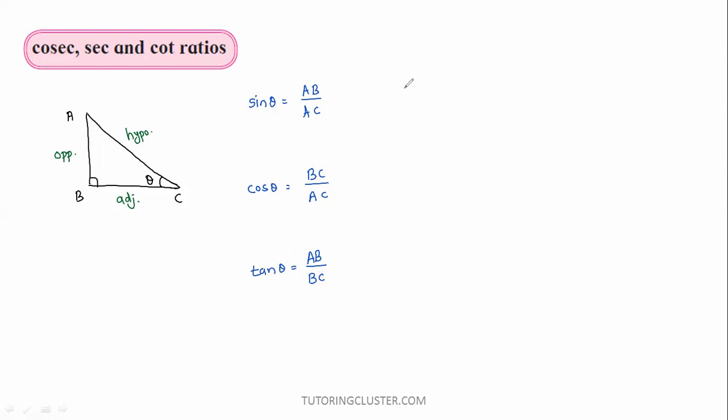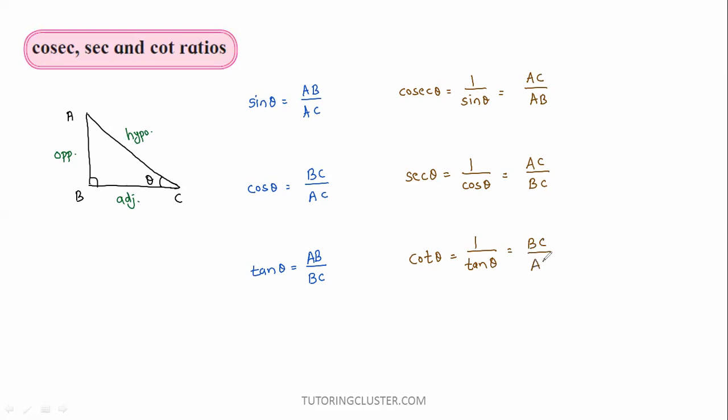The first one is cosec theta. So cosec theta is equal to 1 upon sine theta. Okay, so basically it will be hypotenuse side to that of opposite side. So what will be cosec theta? You have to take the reciprocal of sine theta. So it will be AC upon AB. Okay, then what will be sec theta? Sec theta is nothing but 1 upon cos of theta. So sec theta will be hypotenuse side upon adjacent side. So if cos theta is BC upon AC, what will be sec theta? You have to take the reciprocal of cos. It will be AC upon BC. And the third one is cot of theta. It is nothing but reciprocal of tan theta, which will be equal to BC upon AB.